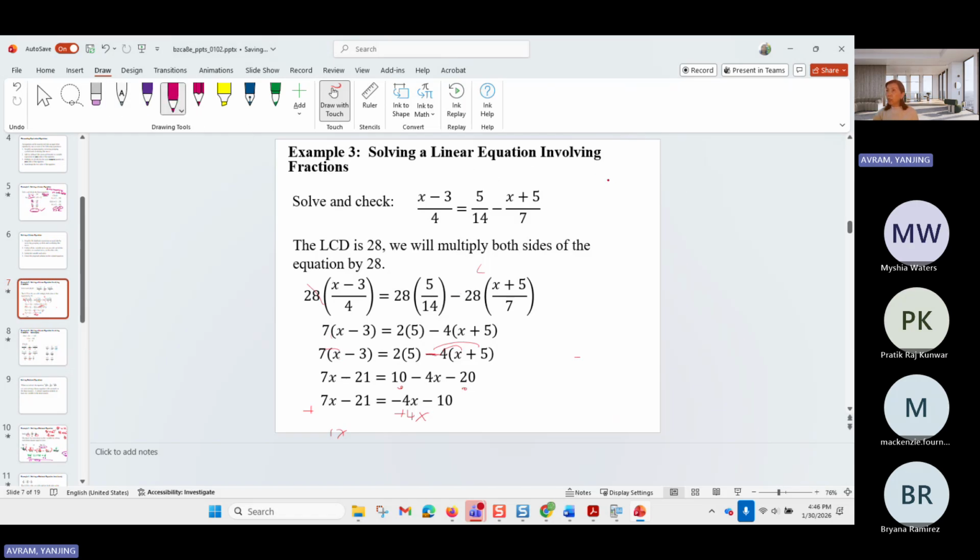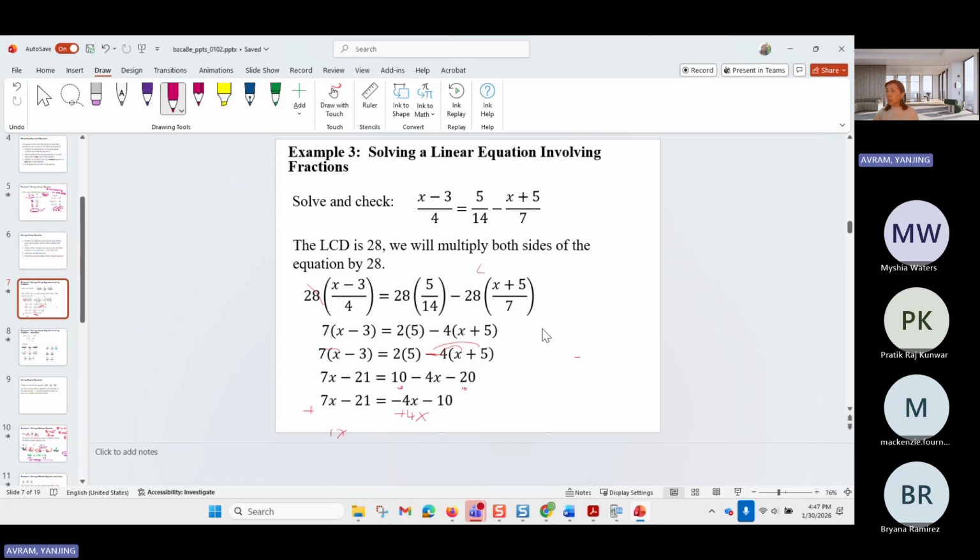Okay, LCD right here. You have to multiply the LCD in this case. All right. So the LCD here is the least common denominator. So how much is the least common denominator? Look at this denominator here. We have a 4.